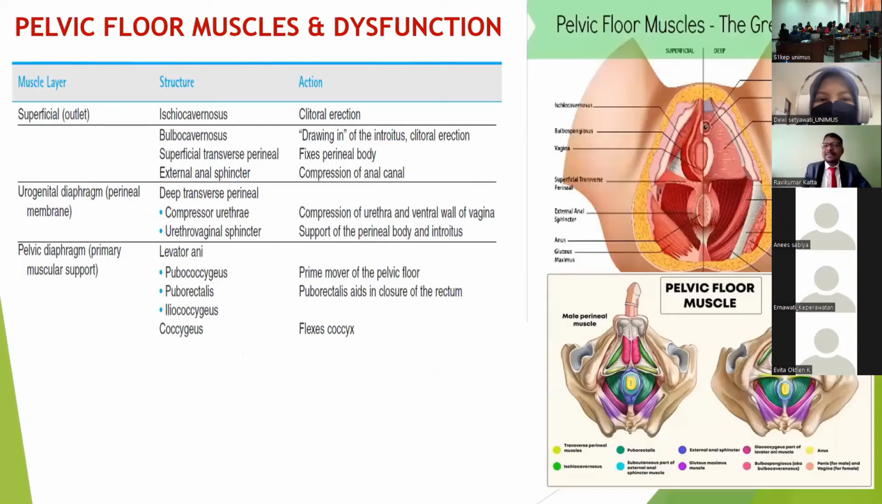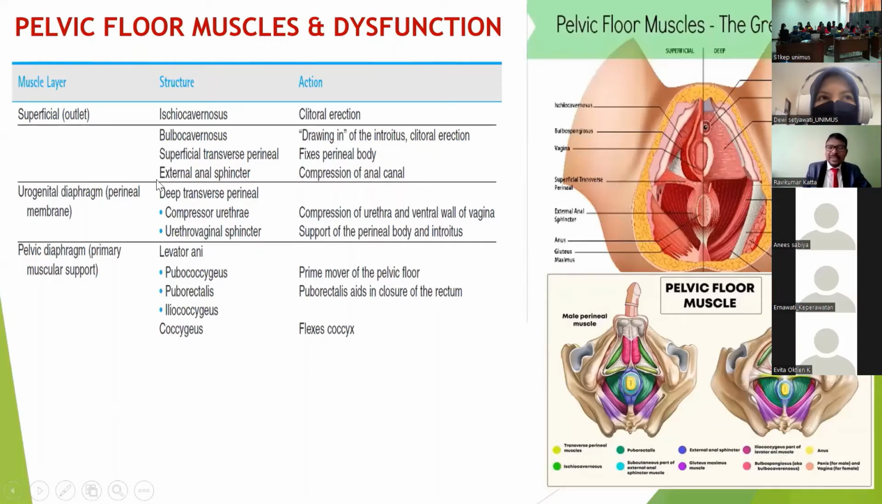So, coming to the pelvic floor muscle dysfunctions, our role is very, very crucial in these dysfunctions. If we see the pelvic floor muscles, because of the fetus weight and also because of the anti-gravity effect on these muscles, it may stretch these pelvic floor muscles.